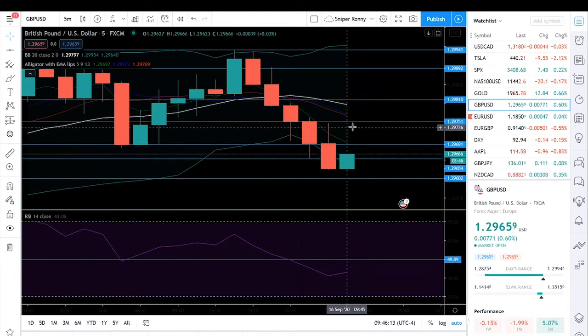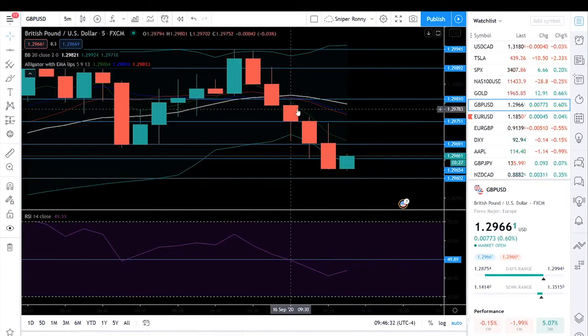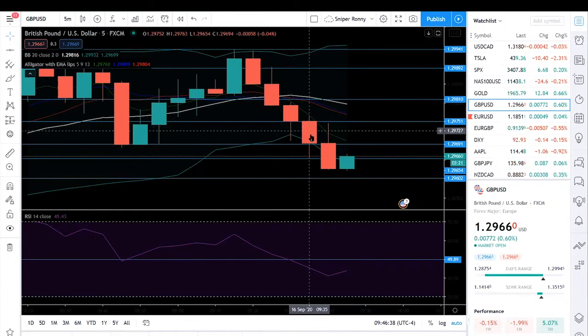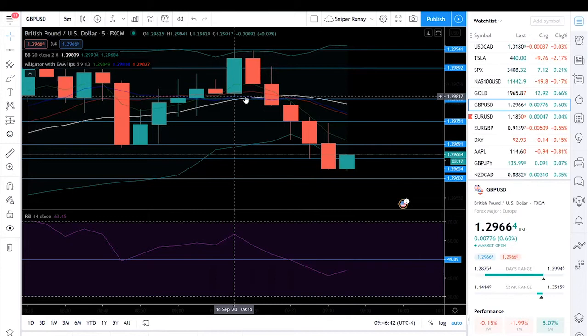So it uses 3 moving averages. It's automatically inputted for you. If you just select it on your platform, most platforms have this alligator indicator. It's already preset for you. The moving averages, again, are the 5, the 8, and the 13. You can change those if you want, but they're traditionally set at 5, 8, and 13. And when the lines are together, they're consolidating.